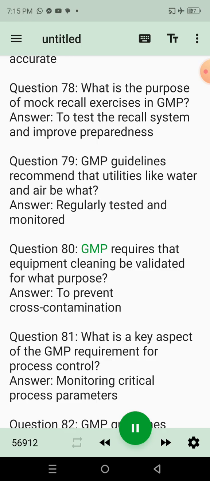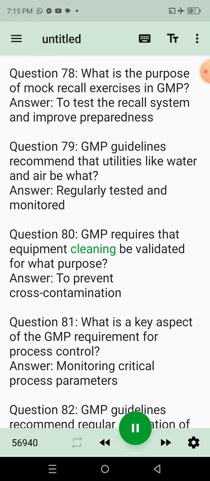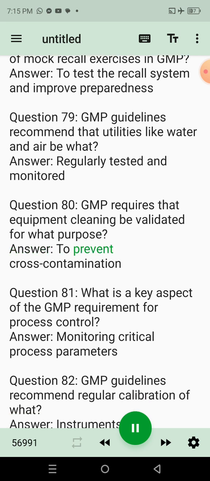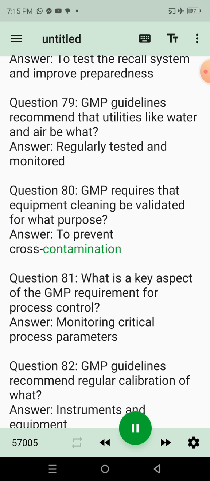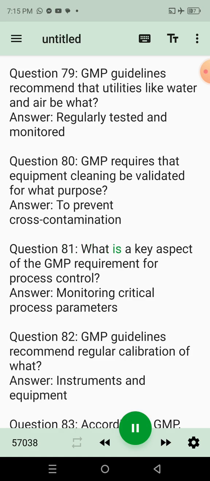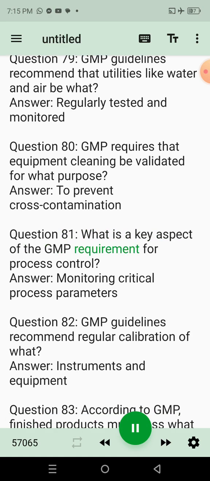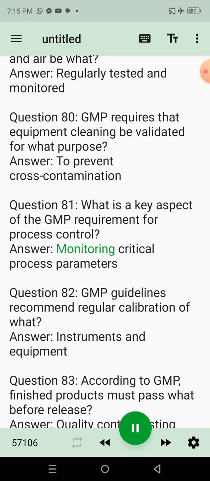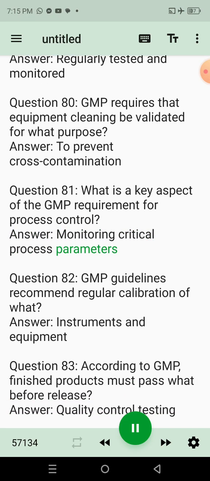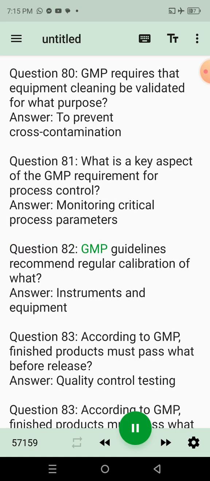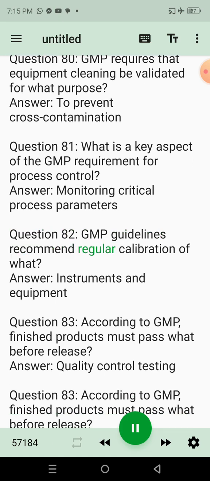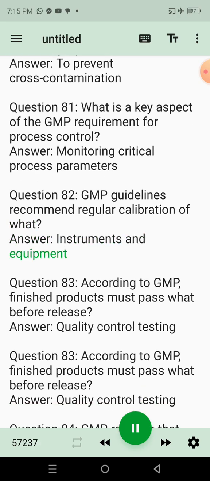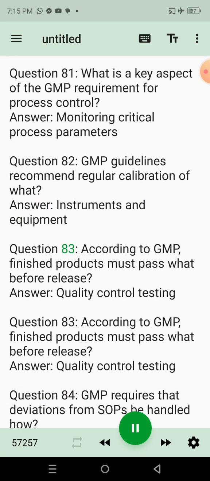Question 80. GMP requires that equipment cleaning be validated for what purpose? Answer: to prevent cross-contamination. Question 81. What is a key aspect of the GMP requirement for process control? Answer: monitoring critical process parameters. Question 82. GMP guidelines recommend regular calibration of what? Answer: instruments and equipment.